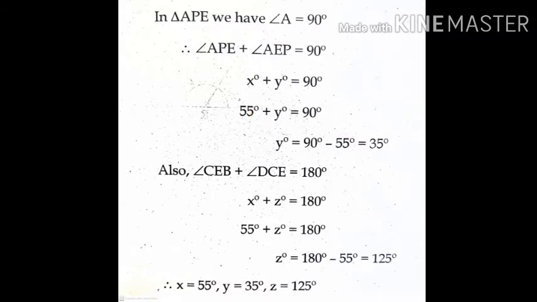And also angle CEB plus angle DCE is equal to 180 degrees. Angle CEB value is x degrees plus angle DCE value is z degrees, that is equal to 180 degrees. Next step, x value is 55 degrees plus z is equal to 180 degrees. Next step, z is equal to 180 degrees minus 55 degrees. After subtracting, we get 125 degrees. Therefore, x is equal to 55 degrees, y is equal to 35 degrees and z is equal to 125 degrees.